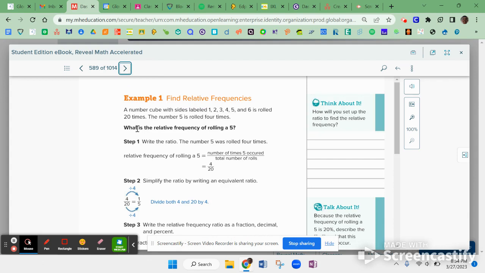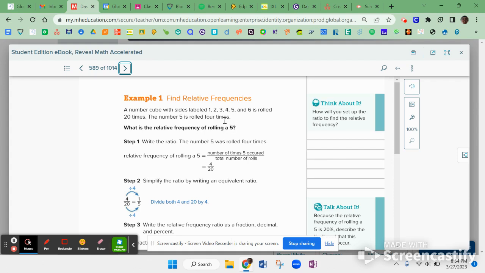Example 1 here says we have a number cube. It's labeled just like a normal number cube or dice is, and it's rolled 20 times. So that's our total number of outcomes, and then the number 5 is rolled 4 times. What is the relative frequency of rolling a 5? Well, our favorable outcome was rolling a 5. How do you know which one? Because it asks us about that one.